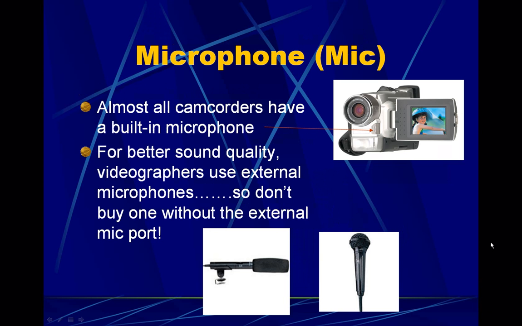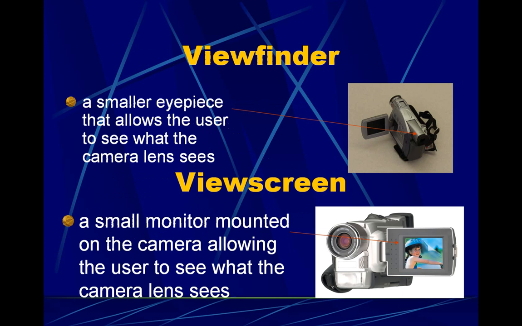Okay, here is a microphone. Almost all camcorders have a built-in microphone. Usually they're mounted to the front of the camera for good sound pickup. But for better sound quality, we always want to use, as a videographer, external microphones. So if you're going to buy a camera, make sure you buy one that actually has an external microphone port.